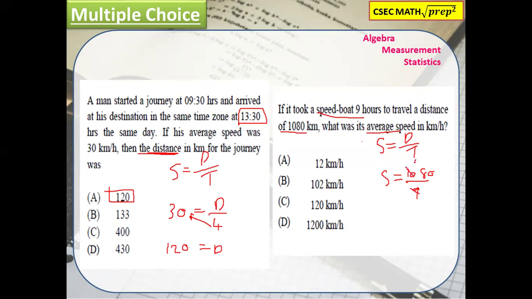9 into 10 goes 1 time, leaving 1, forming a new number. 9 into 18 goes 2, so it's 120. They seem to like this number 120, but remember the speed is equal to distance over time when you're going into the exam.